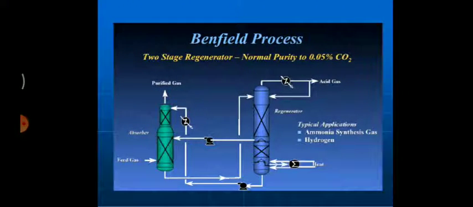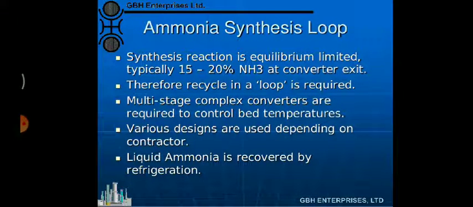Okay, so the Benfield process is a two-stage regenerator and normally purifies to 0.05 percent of CO2. Okay, so this is only informative. Ammonia synthesis loop. Okay, so the synthesis reaction is equilibrium limited, typically 15 to 20 percent of NH3 is converted per pass, therefore a recycle loop is required. So recycling is required.